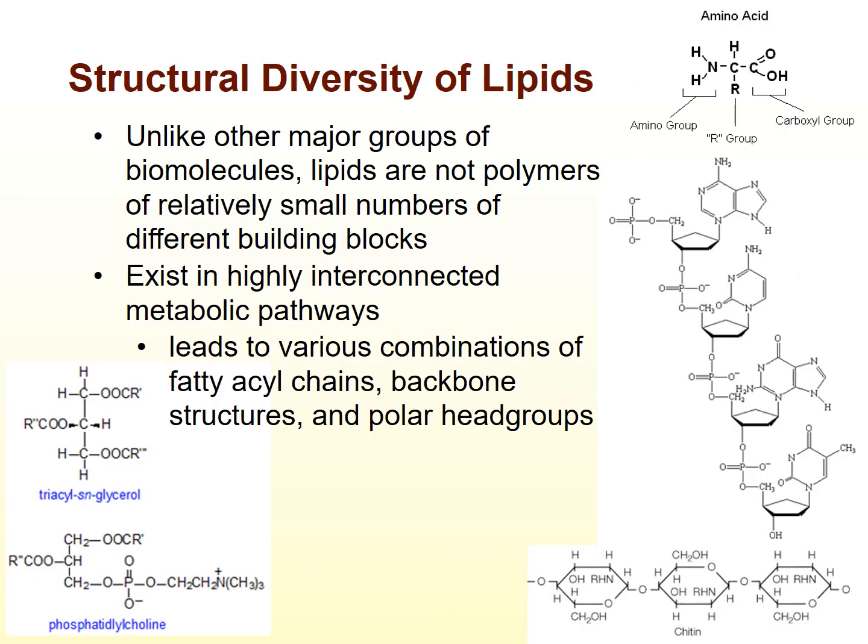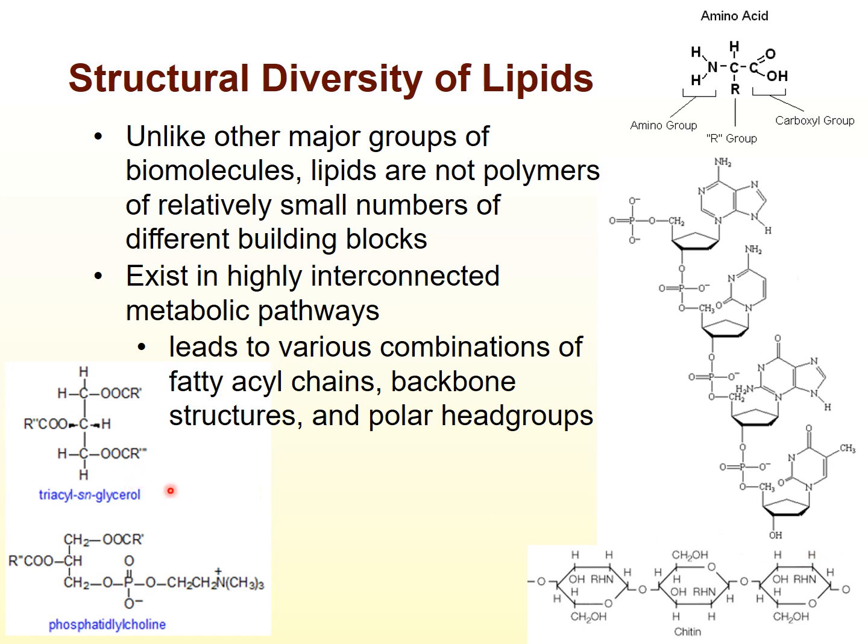Lipids differ from the other major groups of biomolecules, the carbohydrates, proteins, and nucleic acids, in that they are not polymers of relatively small numbers of different building blocks. This is an amino acid, which is a building block for proteins. This is a nucleotide, and you'll see the different nitrogenous bases: adenine, cytosine, guanine, thymine, and there's an H and no OH down here, so this is part of DNA. You'll also recognize the repeating unit of this polysaccharide, chitin.